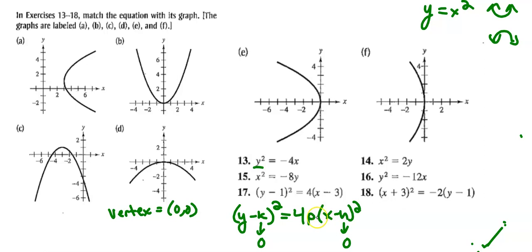The next thing I want to know is, what is the p-value there? Well, p is in front of this right here. In fact, I can just take that -4, that coefficient, and set it equal to 4p. Because I know in this equation, whatever's in front, if it's in that format, that's the coefficient of the x term. And so solving for p, I get p to be -1. So that tells me a few things. I know that p equals -1.